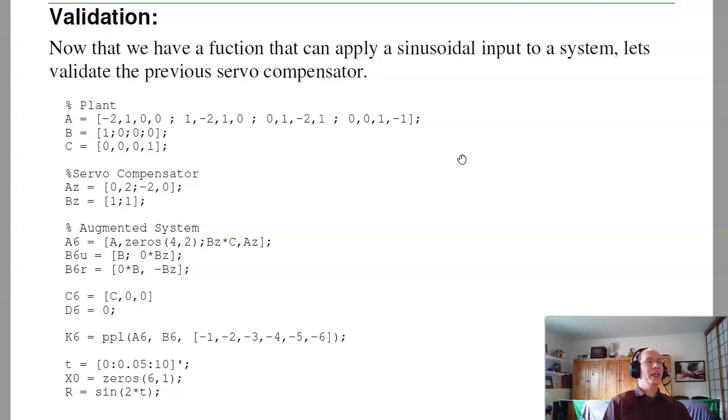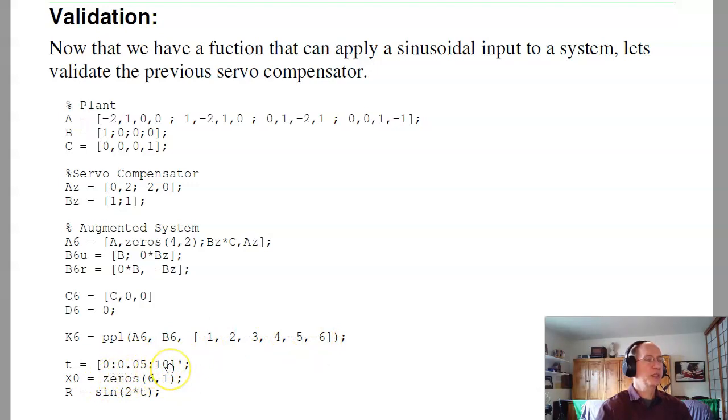So now that I have that, let's design a servo compensator for the heat equation and have it track a 2 radian per second sine wave. So I input the plant, input the servo compensator. This is a plant with a pole at plus minus j2 that's controllable. Create the augmented system. Here's my A matrix, B with respect to U, B with respect to R. My output matrix. Find the feedback gains K6. And then I want to simulate.